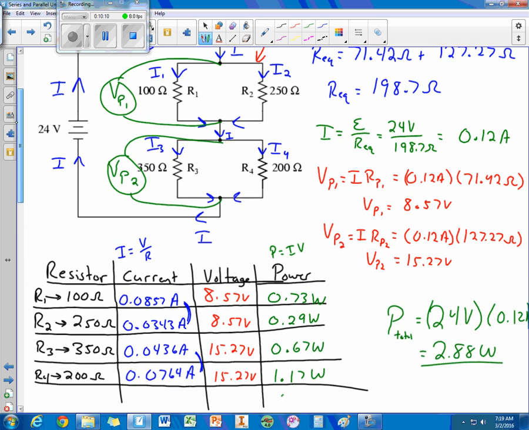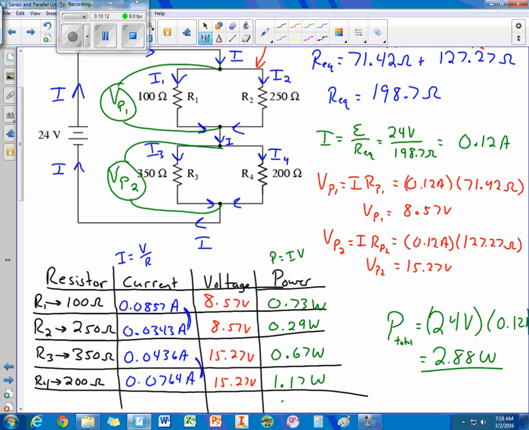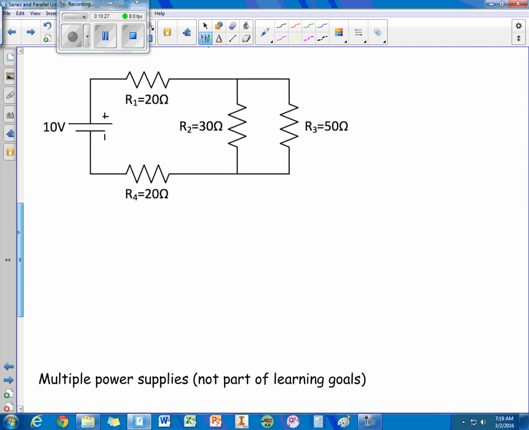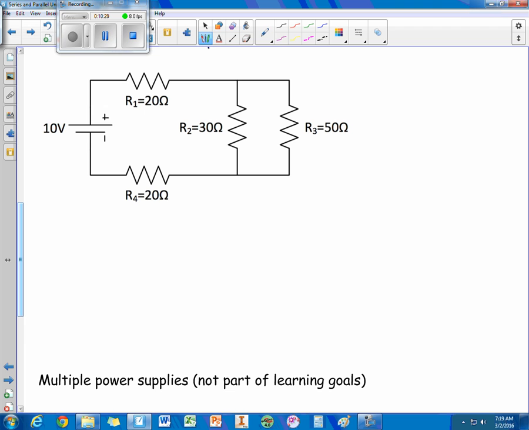And notice what we've done is we've calculated the voltage drops across each resistor. We have found the current in every single wire, and we have calculated the power consumed by each resistor. Let's take a look at another one. This is another example. This one looks a little different.